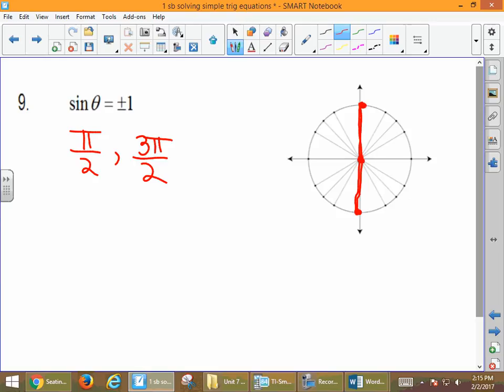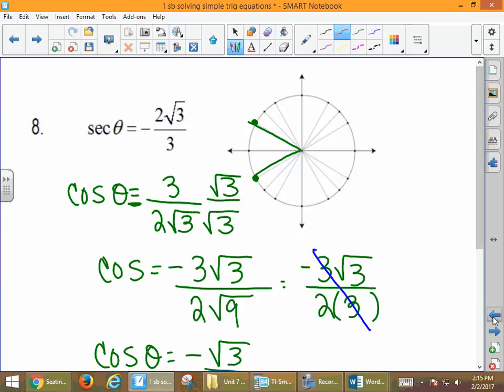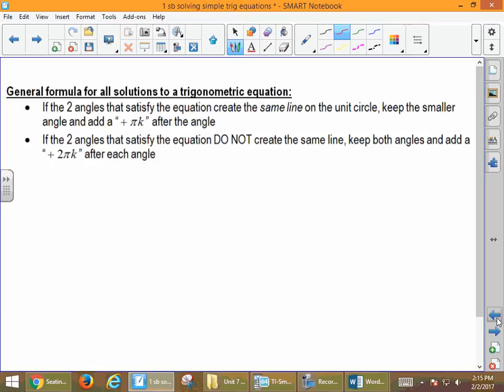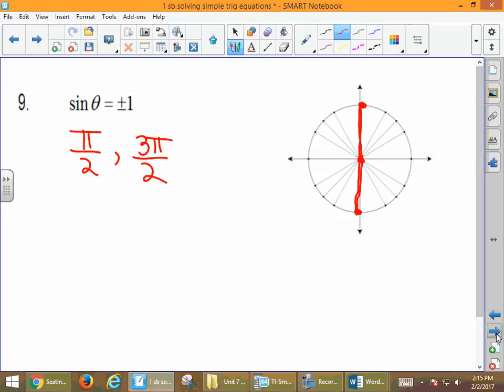So then you can look back at the top of your paper. If the two angles that satisfy the equation create the same line on the unit circle, keep the smaller angle and add a pi k. So we're going to keep the smaller angle and add the pi k.